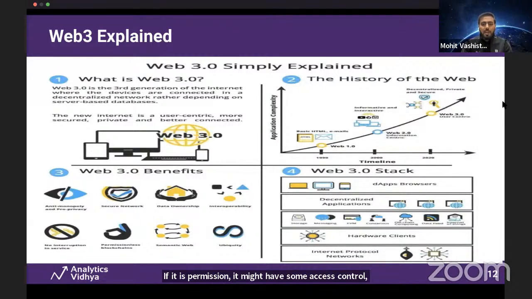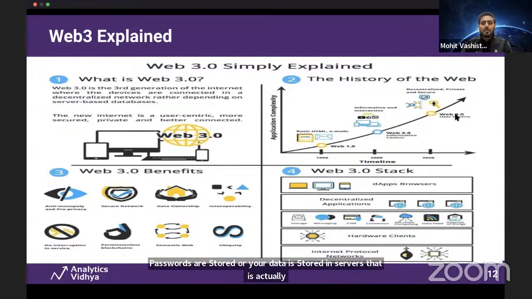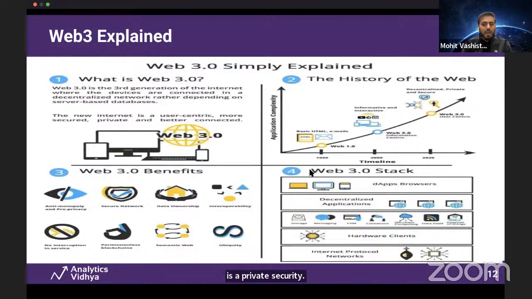Okay. Now, as I explained the difference, Web 1 is basic HTML and emails and all that. The information-centric, or you can say the interactive interface which we see today, where the passwords are stored or your data is stored in servers, that is actually Web 2. And Web 3 is something where you own, or it is a private, secure, and decentralized environment which is user-centric. Okay. So now the benefits are a lot.